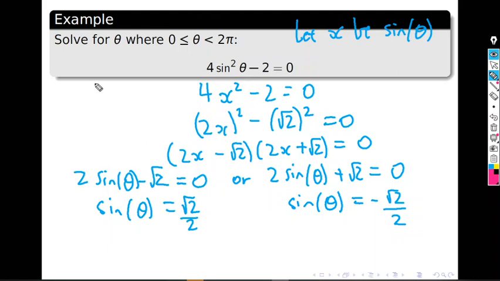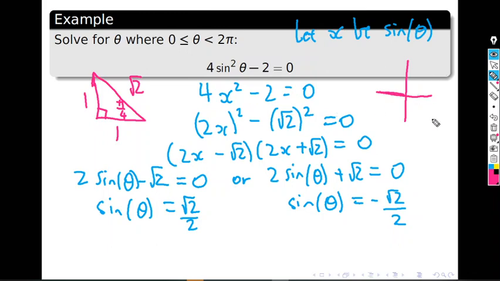I might remember my special triangle where I've got 1, 1, root 2, and since we're doing radians, I'm going to call this angle pi on 4. Sine is opposite over hypotenuse, so sine of pi on 4 is going to be 1 on root 2, and if I rationalise it, I get root 2 over 2. So I've got to find all the times that sine theta equals root 2 over 2, but also when it equals negative root 2 over 2. We can do them separately.